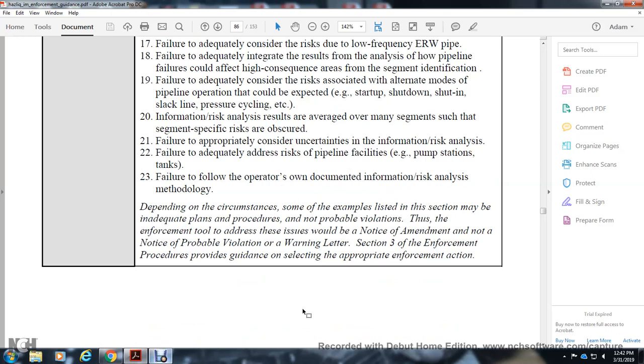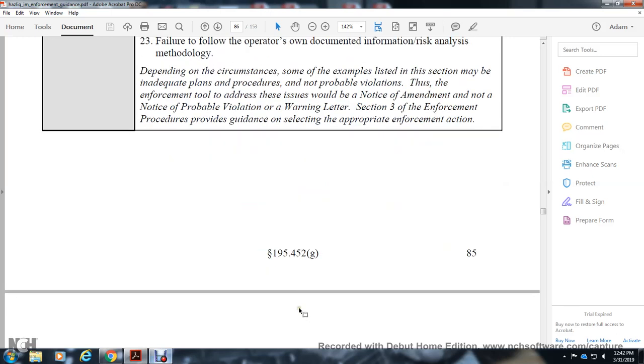methodology. Depending on the circumstances, some of the examples listed in this section may be the inadequate plans to perceive the probable violation of the enforcement tool, the draft of the issue with the notice of amendment, the probable violation or warning letter. Section 3, Enforcement, provides guidance for selecting the appropriate enforcement action.